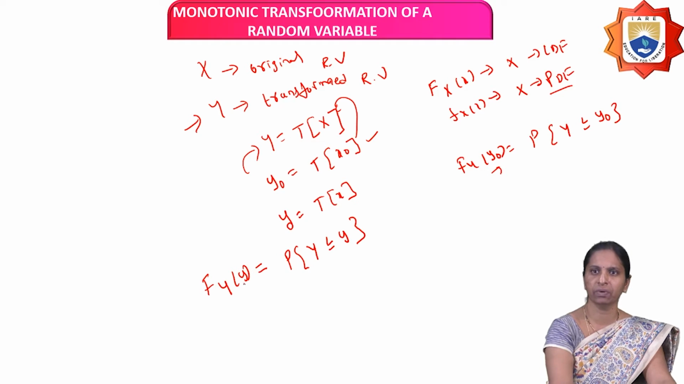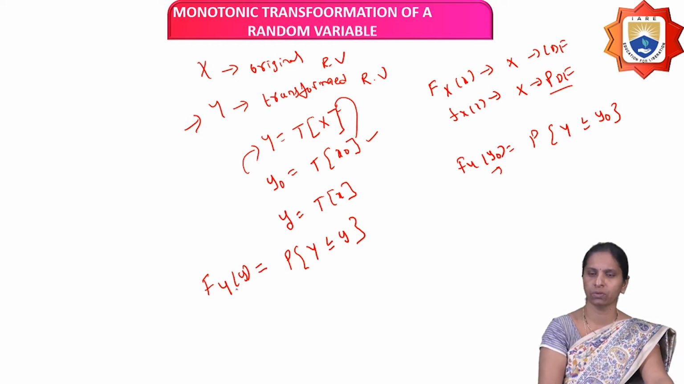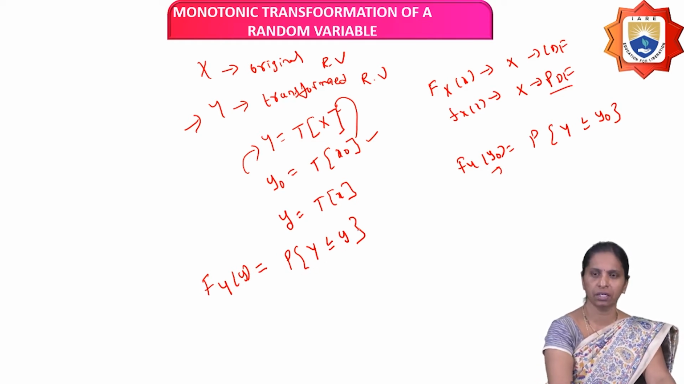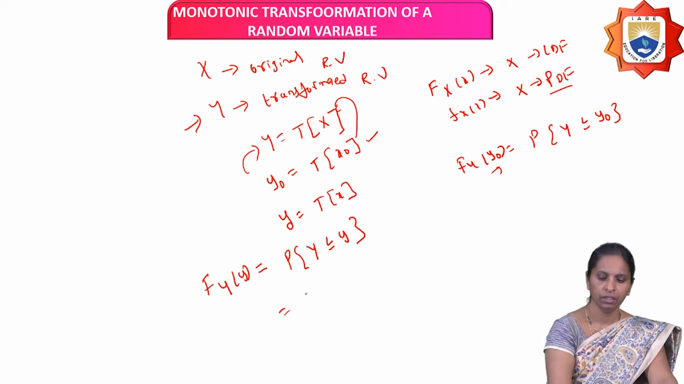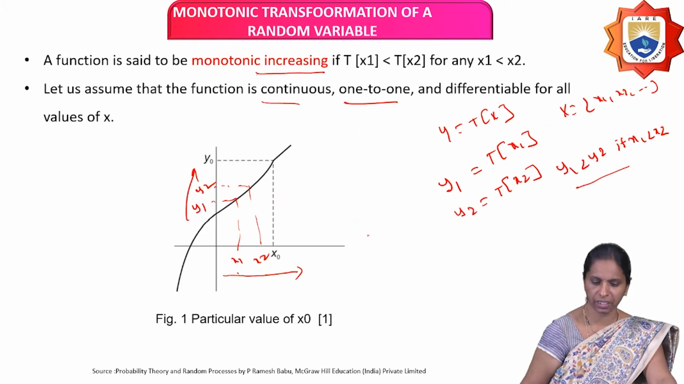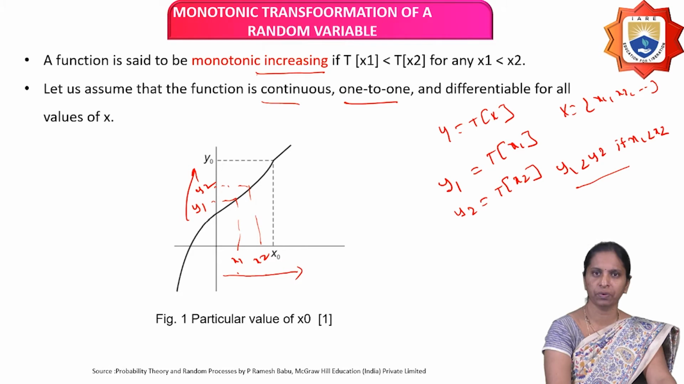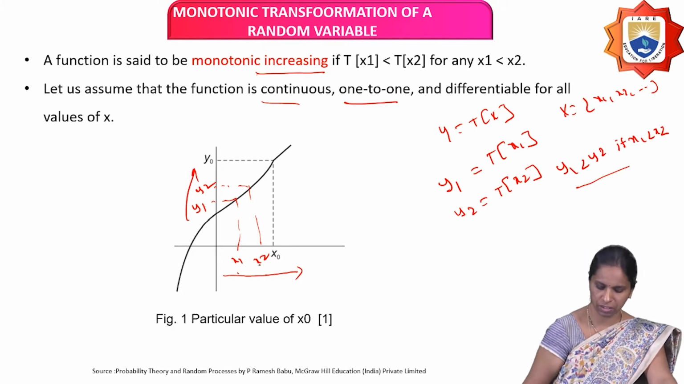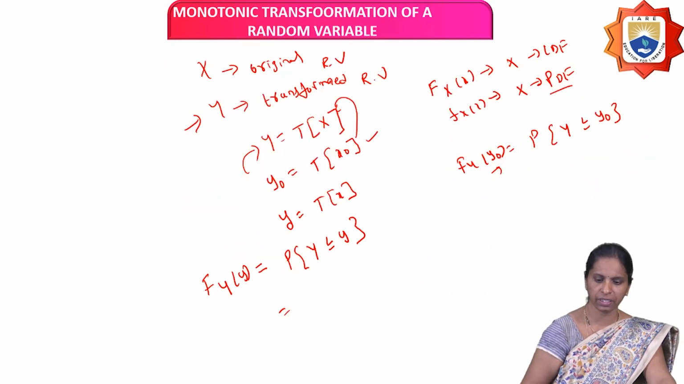If you take in general any value, then what is Fy of y? It is equal to P of Y less than or equal to y. So, what is the probability that Y is less than or equal to y? It is nothing but the probability that X is less than or equal to x. Is it right? How can you say that?